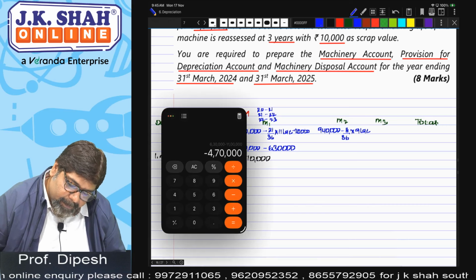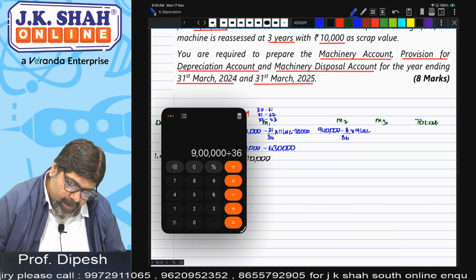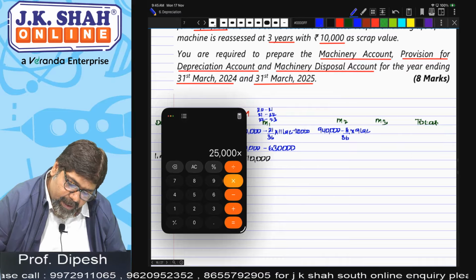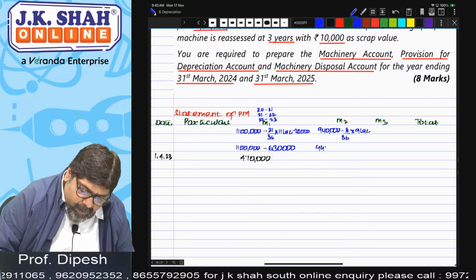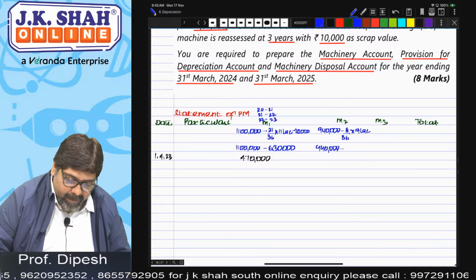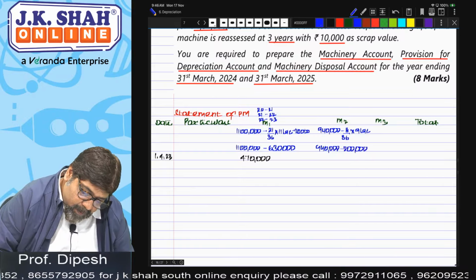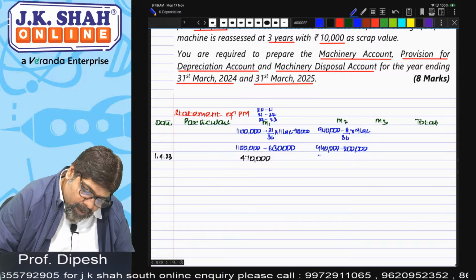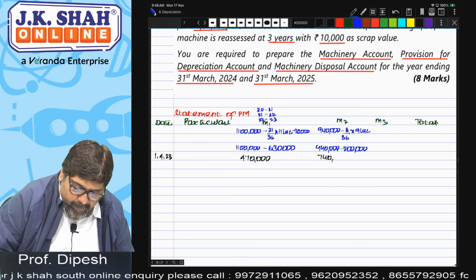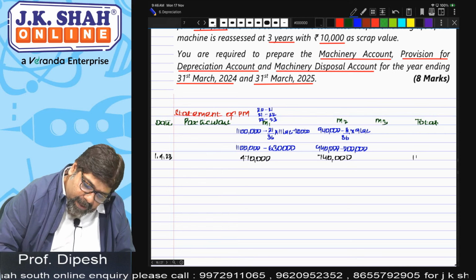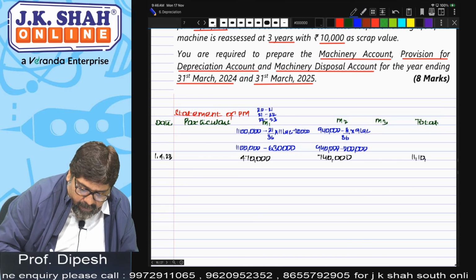So that will come to 9 lakhs divided by 36 into 8 is equal to 2 lakhs. 9,40,000 minus 2 lakhs comes to 7,40,000. Total is 11,10,000. Is this clear, chartered?